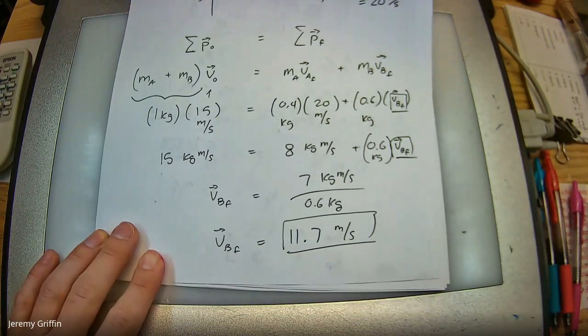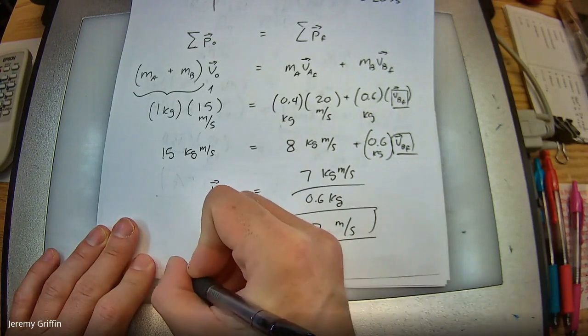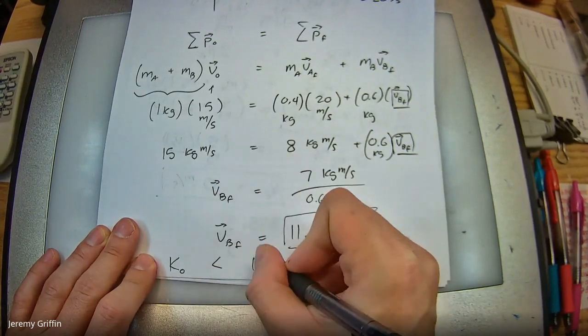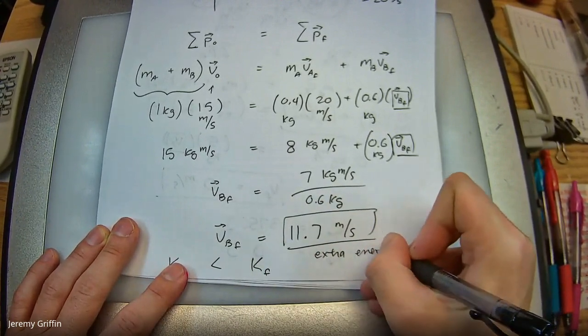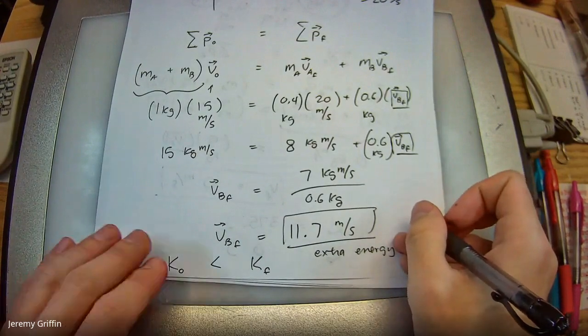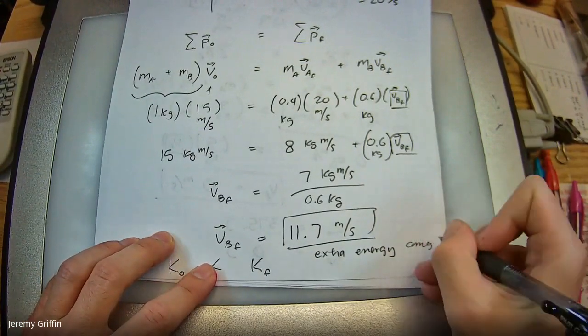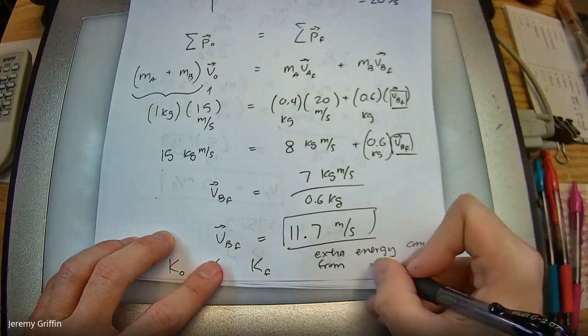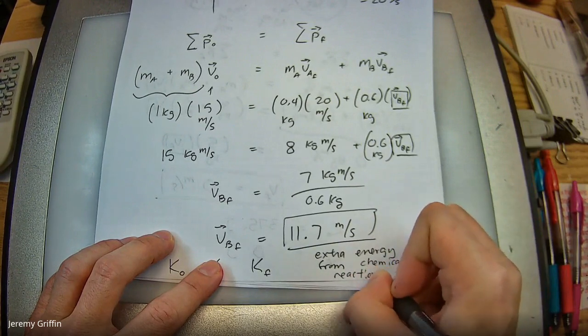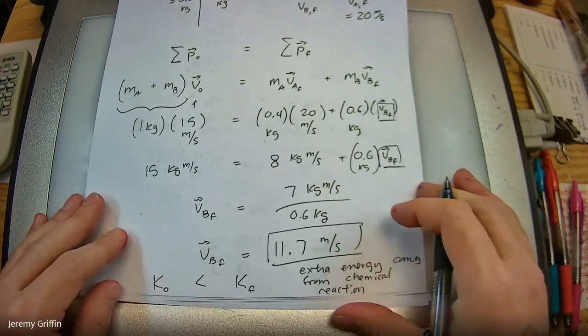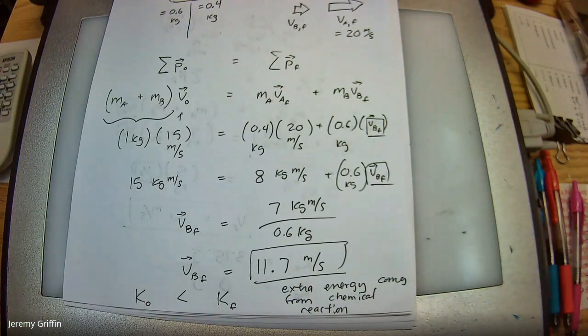That's good. Take a note down here. I'm going to say initial kinetic energy is less than final kinetic energy, and that the extra energy comes from a chemical reaction inside the grenade. Right? Yeah, so that's just an inelastic collision in reverse.